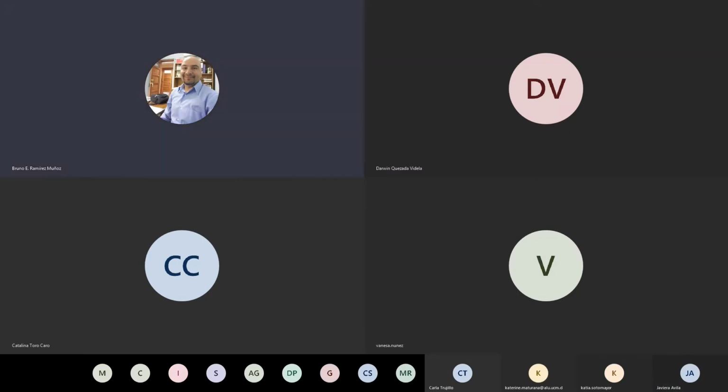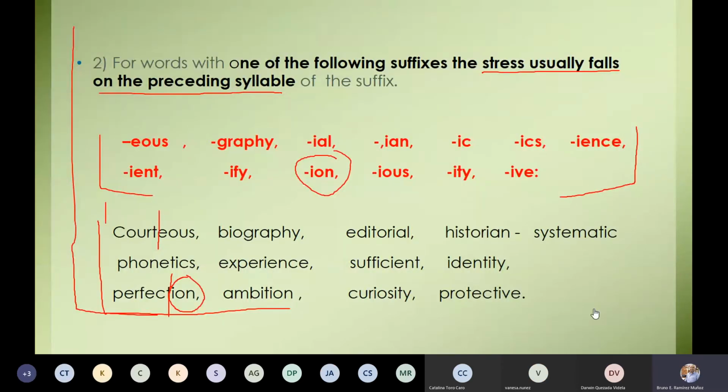All right, ladies and gentlemen, time's up. So who's ready, willing, and able to share? Let's see, any little hand? I don't see any little hand. No little hand is up. Carla Trujillo, which are your 3 words?